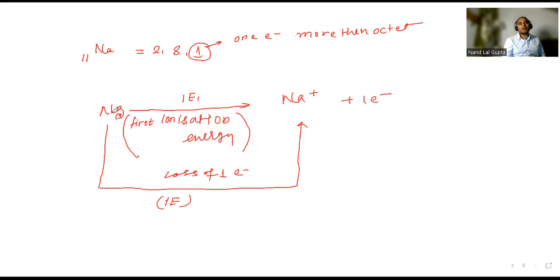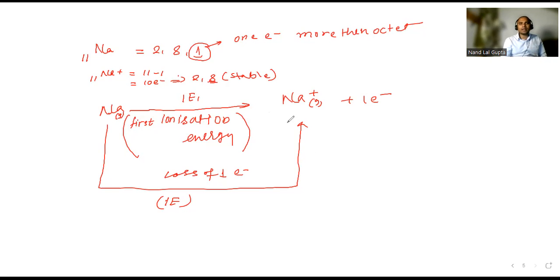See, sodium is in the gaseous state. You remove one electron, so sodium loses one electron. That is Na+. If you talk about Na+, how many electrons are there? 11, and one positive charge means minus one, so the total will be 10 electrons. A 10-electron configuration is 2, 8, which is a stable configuration, an octet. So here the loss of one electron is taking place. This is the first ionization energy.